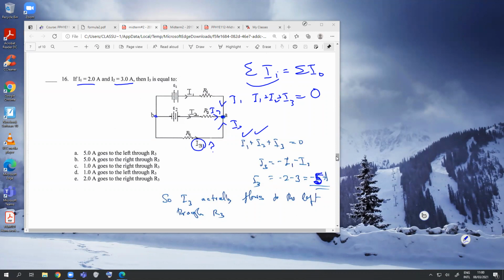So now you know the correct situation. The current is going out. Through the R3, it will be going to the left. This is 5 amperes, this is also 5 amperes. Which one do you choose? To the left. That's why it will be going out from the junction. Okay, right.